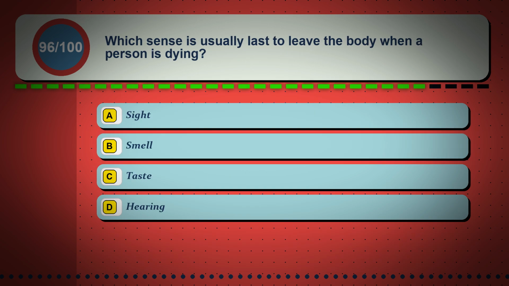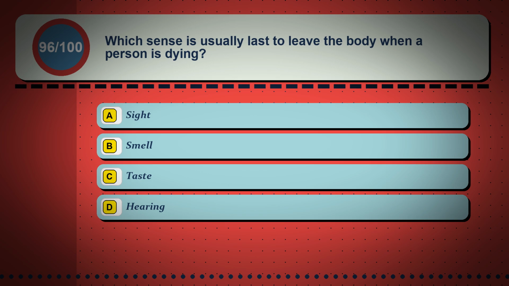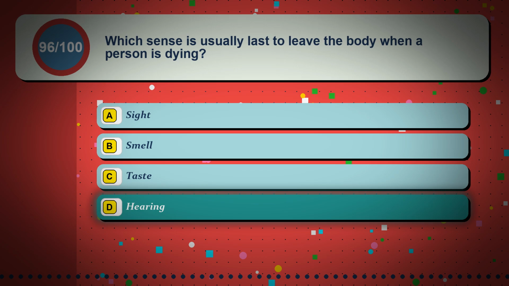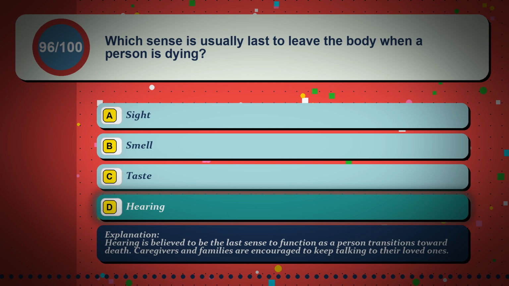Question 96. Which sense usually is the last to leave the body when a person is dying? Option A, sight. Option B, smell. Option C, taste. Option D, hearing. The correct answer is option D, hearing. Hearing is believed to be the last sense to function as a person transitions toward death. Caregivers and families are encouraged to keep talking to their loved ones.